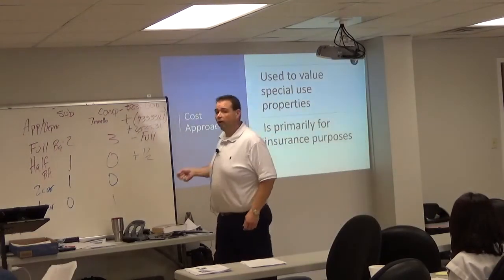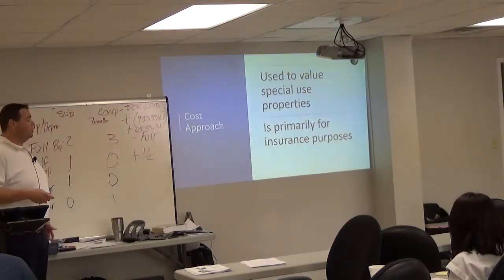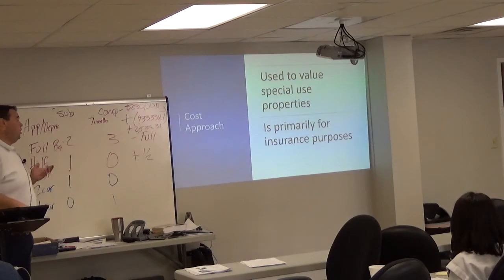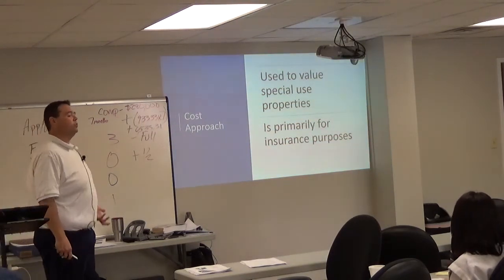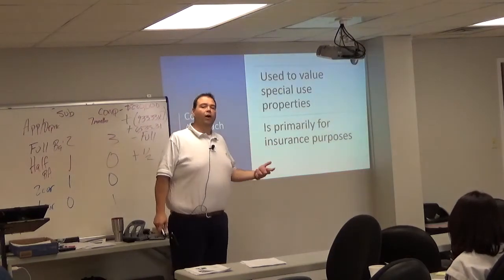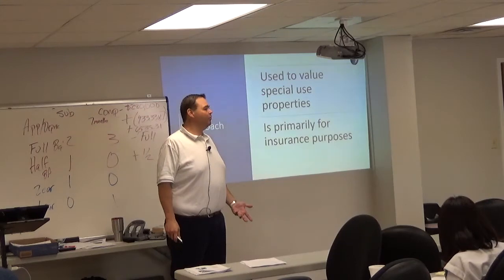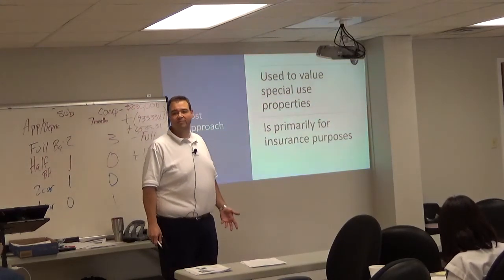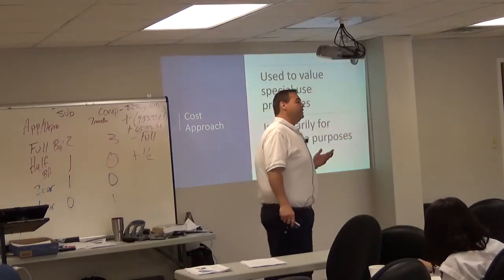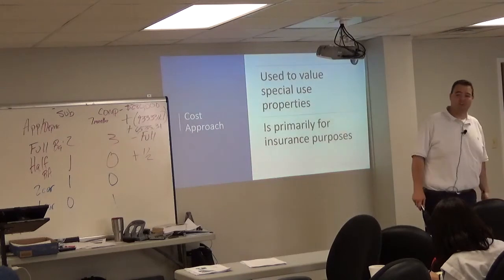Now we want to move along to the second method or approach to valuing property, which is called the cost approach. The cost approach is mostly for insurance purposes. Generally speaking, we don't need to know how much a library is worth. Why not? What are we not going to do with it anytime soon? Sell it. We're not going to market it, so there's no real reason to know how much it's worth unless it burns down or gets knocked down in a hurricane.